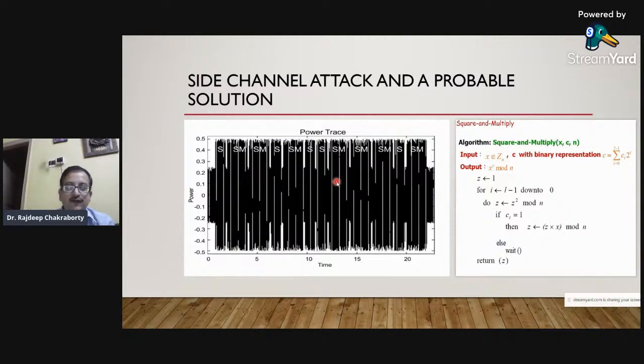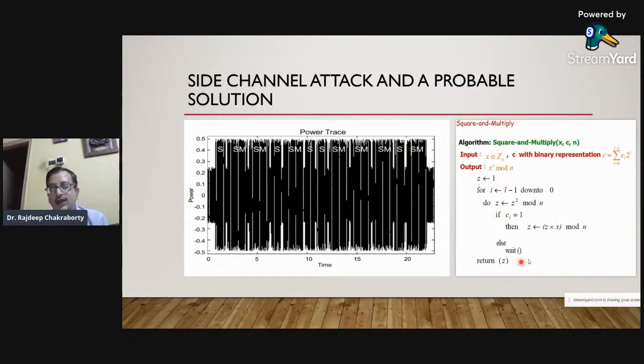If I sense the heat, then for square I will have one peak, and for square and multiply I will have two consecutive peaks. So I can easily guess the private key of that machine, of that node. That is, it is 0, it is 1 and something. So how can we overcome this?